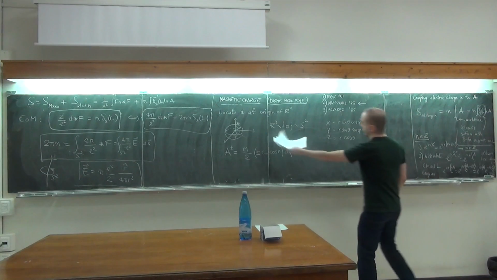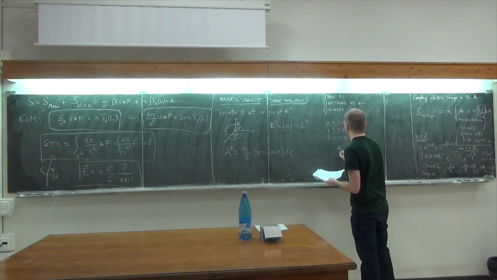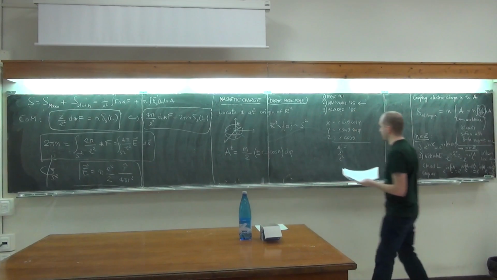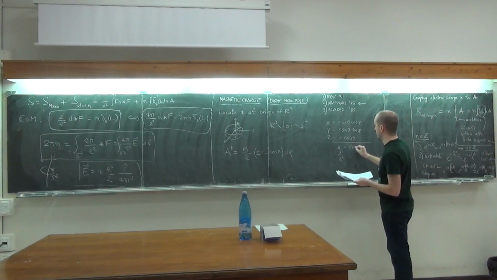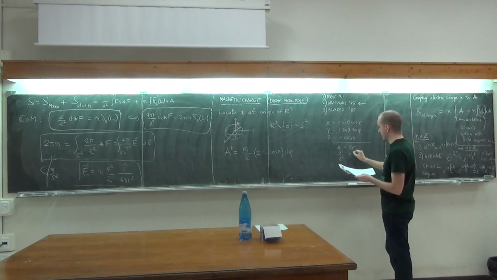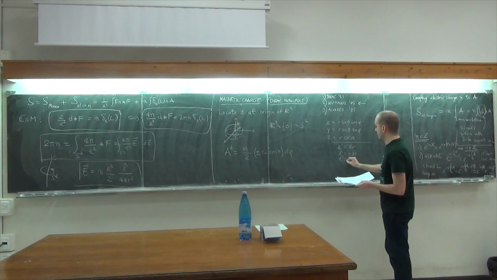And in particular, if you want to write the frame fields, say e1, e2, e3, well, now we write them in spherical coordinates. e1 is dr, e2 is r d theta, and e3 is r sin theta d phi.